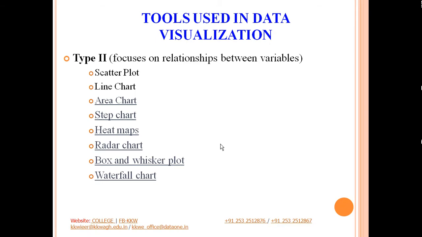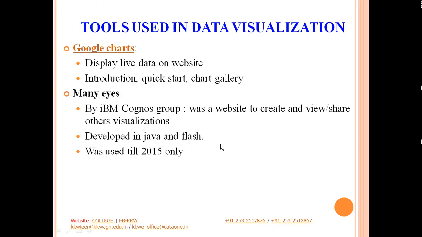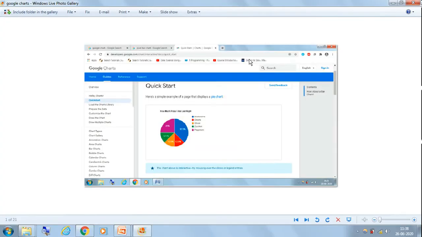Now we'll move on to the actual tools used in data visualization. The first one, as we have seen, is Google Charts. As I have already told you, Google Charts are usually used to display live data on a website. If you go to Google and type Google Chart, you will see introduction, quick start, and the chart library. I have taken a screenshot for you to have a look. So this is how Google Chart looks like. You can see here a sample pie chart being displayed.